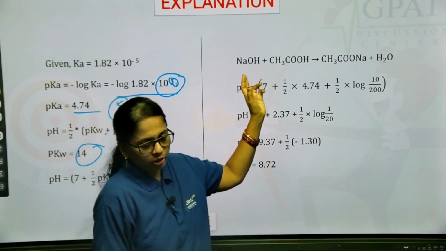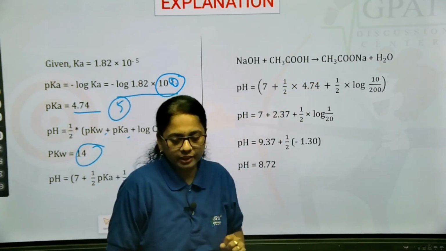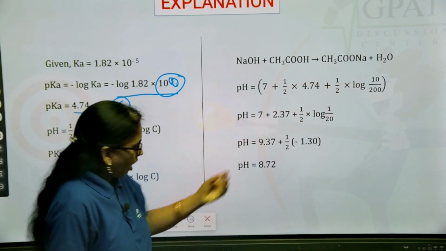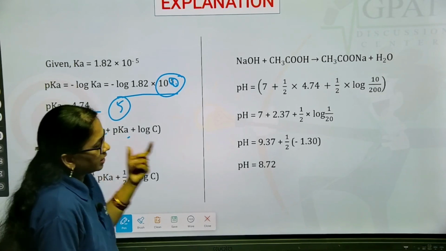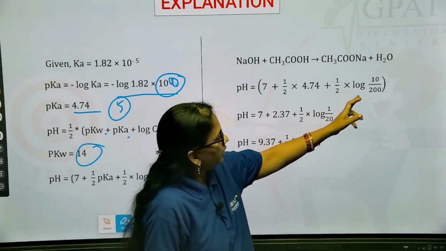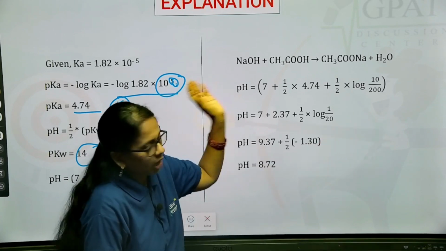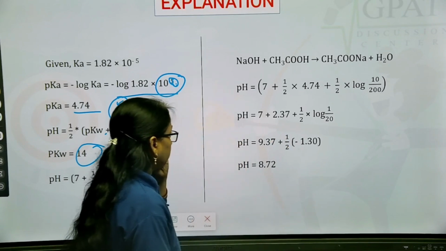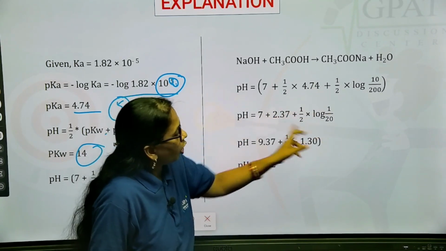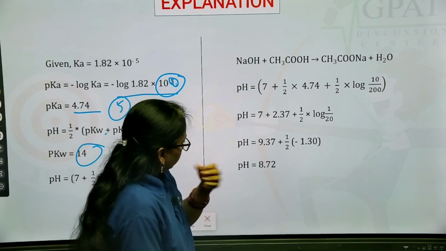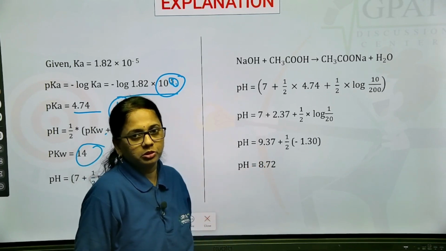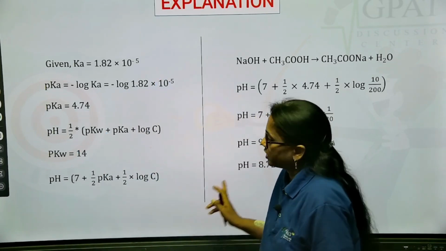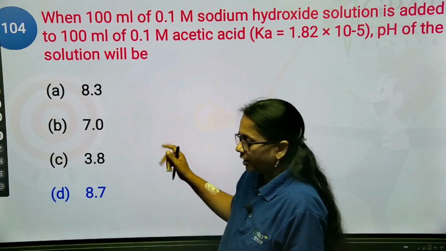So by seeing the equation, sodium hydroxide is going to be added to the acetic acid, so sodium acetate and water are going to form. Then pH equals 7 plus half into the pKa value we got, exactly 4.74, plus half into log of concentrations. So 100 ml, 0.1 molar, that's why we are going to add here 10 by 200 value. If you solve all this mathematically, you are going to get the value 8.7. So exactly if you calculate, then only you can get the answer 8.7, otherwise you may get confused with the option 8.3 also.